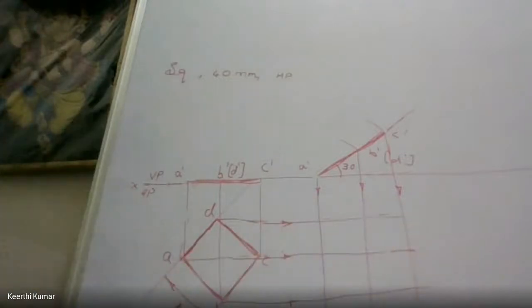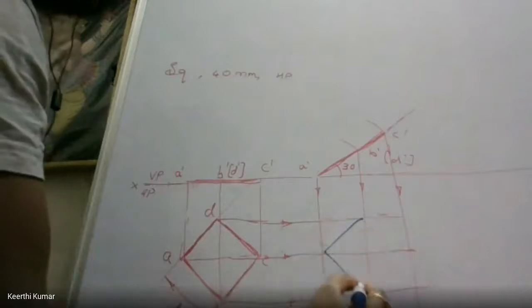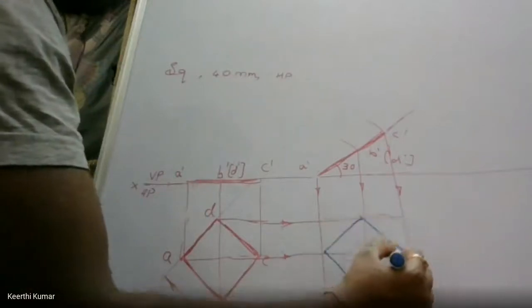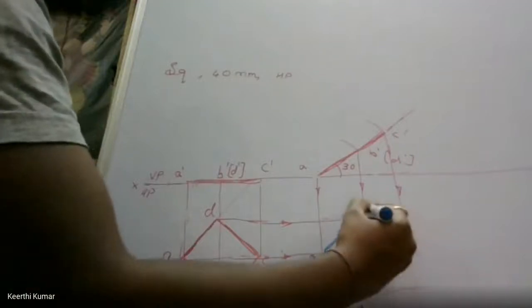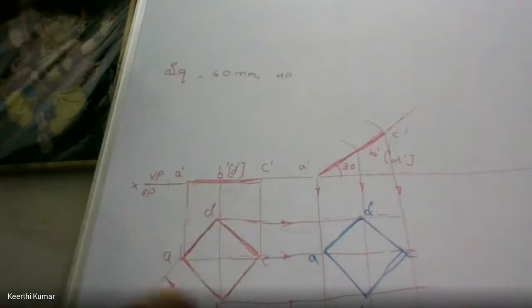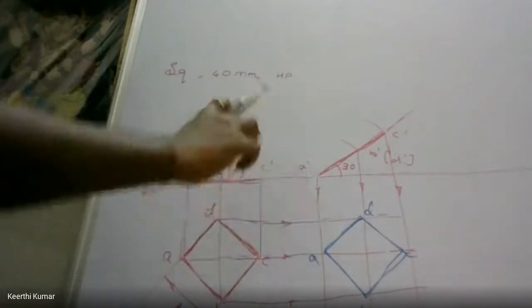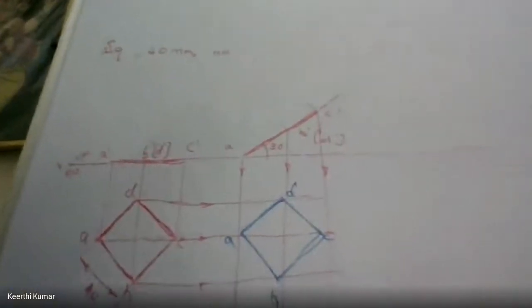Complete this. If you complete this, how will you get? You will get a square lamina. Again, you will get a square lamina like this. This is A, B, C, and D. I hope till here we have done one problem: resting on one of its corners, tilted to an angle of 30 degrees. So till here we are done. Now the next question is the other one.